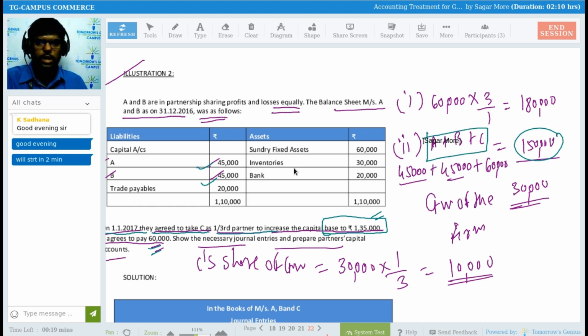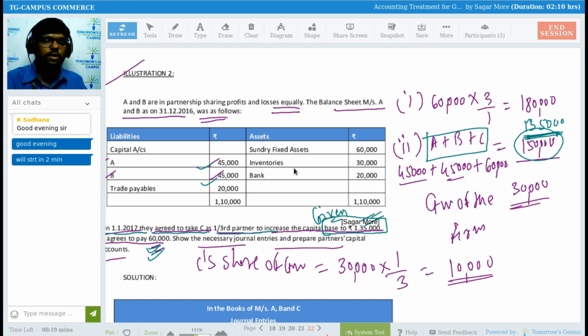And here is the mistake. The total of A plus B plus C is already given to be 1,35,000. They are planning to maintain 1,35,000 only, which is given in the question. In the previous question, that was not given. That's why I considered the addition of A plus B plus C. But here, after considering 60,000, they are going to maintain capital at rupees 1,35,000, right? So the actual capital has to be 1,35,000.